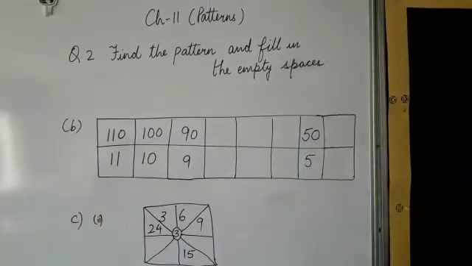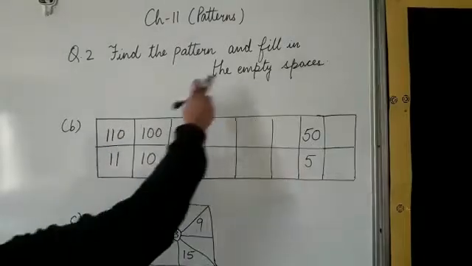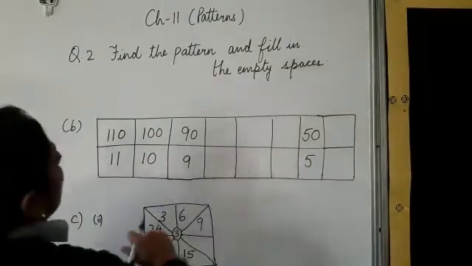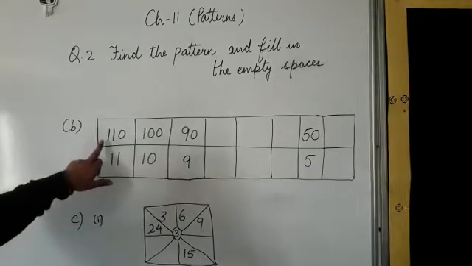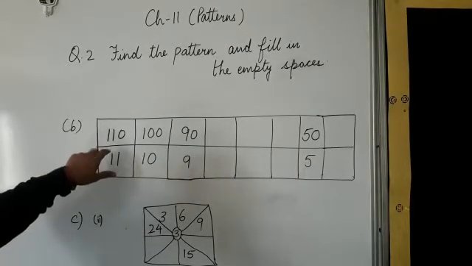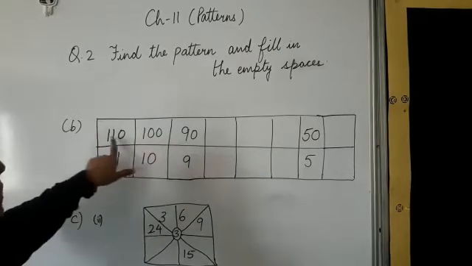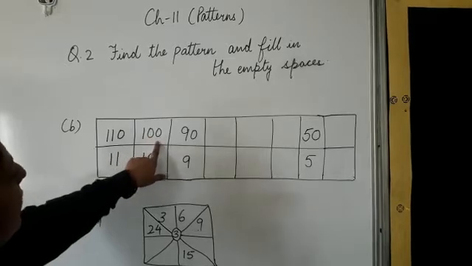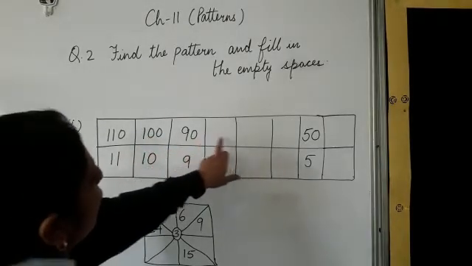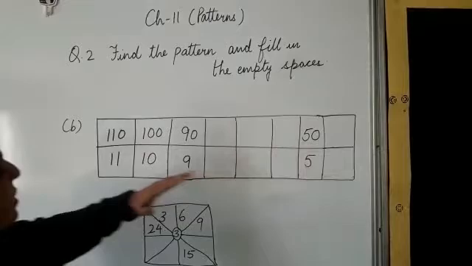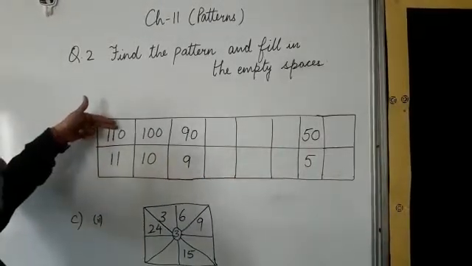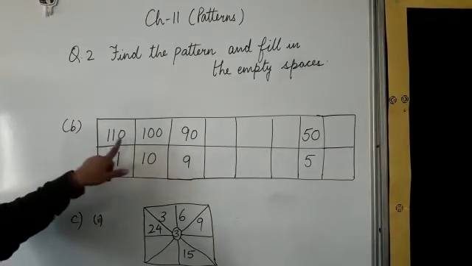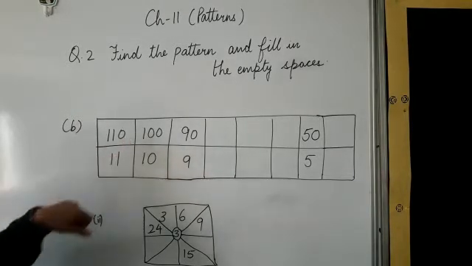Okay, coming to question number 2, find the pattern and fill in the empty spaces. Now here also you have to follow the pattern, what is going on. Your 110 in this box you can see, I am going to do the B part, which says the series goes on here, that 110, then 190. If you go like this also you can fill in the boxes, and what pattern you see here is what?